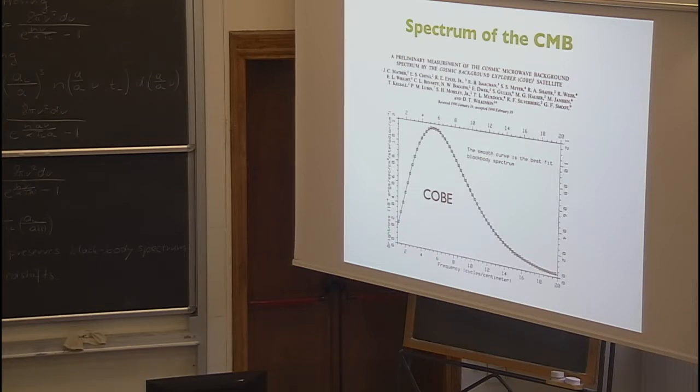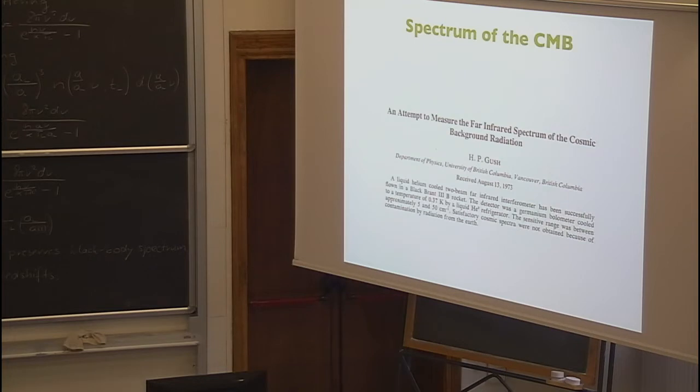What's less known is that around the same time, there was another group of people that was trying to measure the spectrum. So this is Herb Gush in Canada, who was trying to measure the spectrum with sounding rockets. And they were working on it for quite a long time. It started around the same time as COBE was proposed. And their measurement isn't as well known because it's less precise and came somewhat later.